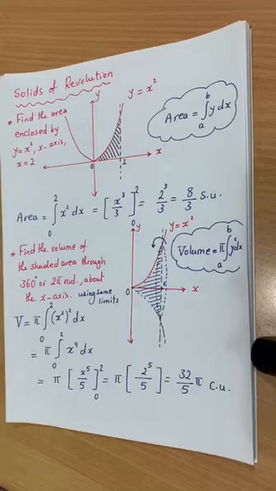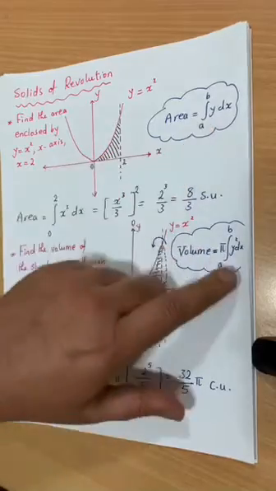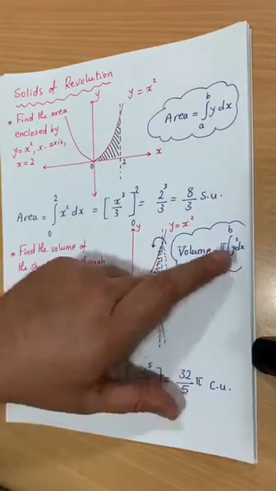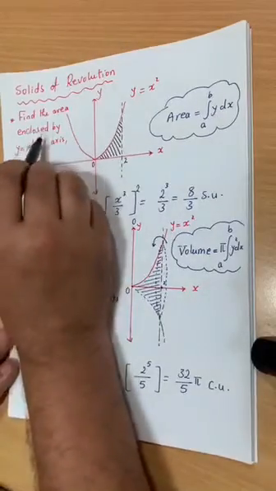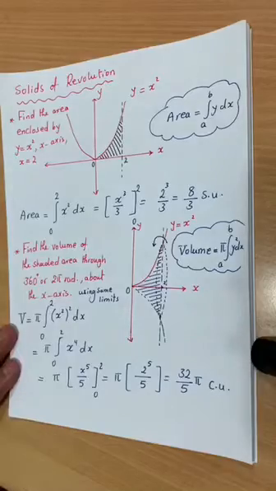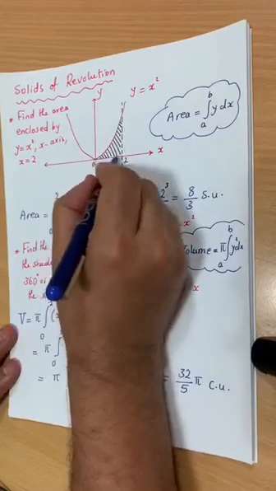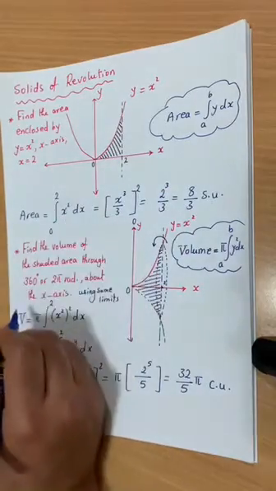Why? Because now the shape is a 3D shape. Before that, you were having 2 dimensions. Now you have 3 dimensions, so you're supposed to use squared. See, find the area enclosed by y equals x squared, the x-axis, and x equals 2. So the limits will be from 0 to 2. Then integration from 0 to 2 of x squared dx.